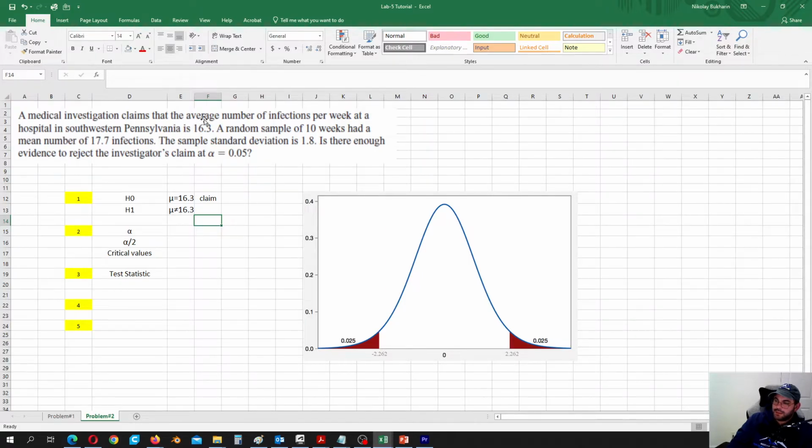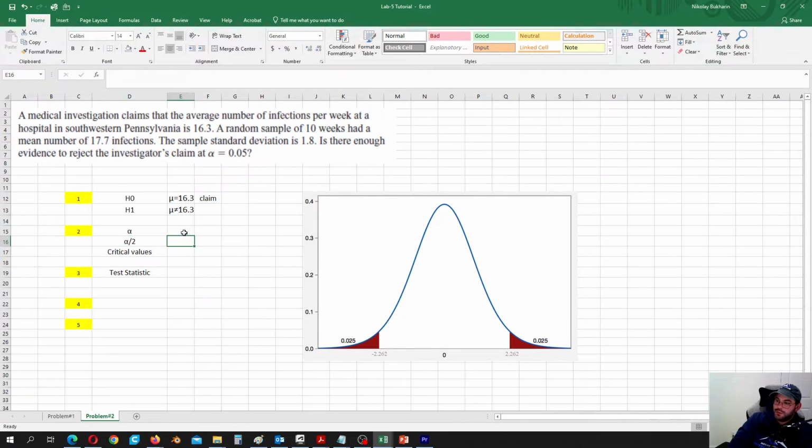The investigator claims that it's exactly 16.3. So this is a two-tail test. Okay, and the sample standard deviation is 1.8. So then we are going to use the t-distribution. This is a two-tail test and t-distribution, since we do not know the standard deviation of the population.